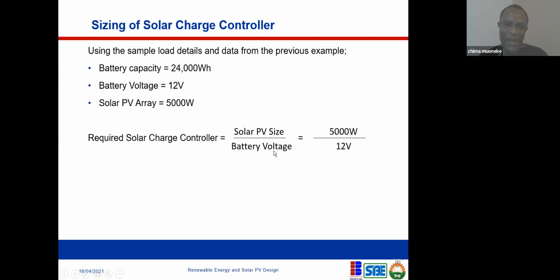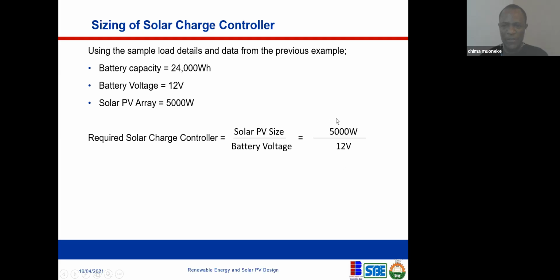I'll take that again. Your required solar charge controller is equal to your solar PV array size divided by your battery voltage. So if your battery voltage is 24, then you're dividing by 24. If your battery voltage is 2, then you're dividing by 2. Now your solar charge controller is measured in amperes, okay?